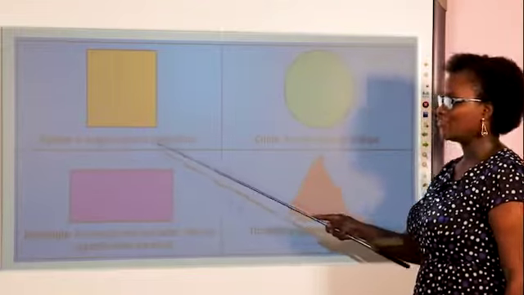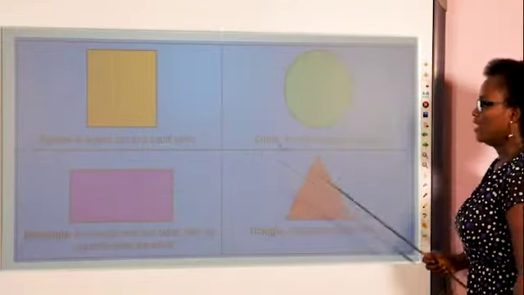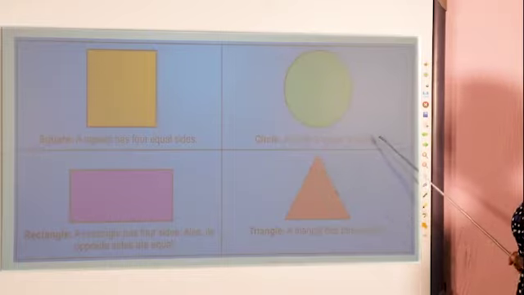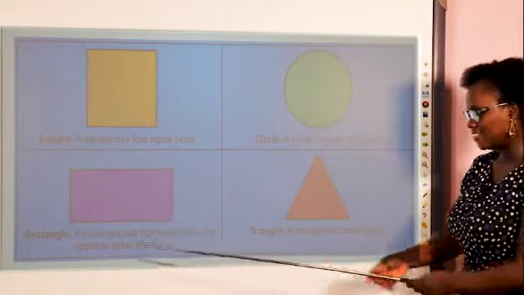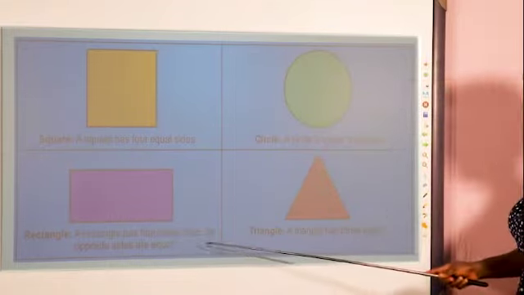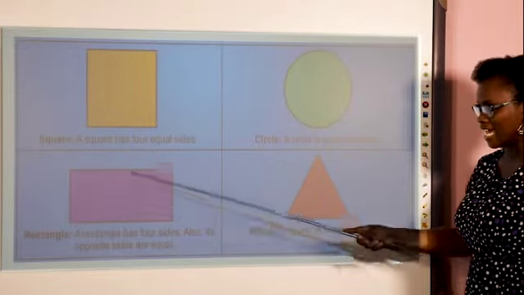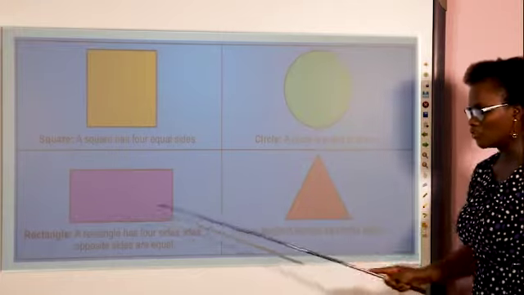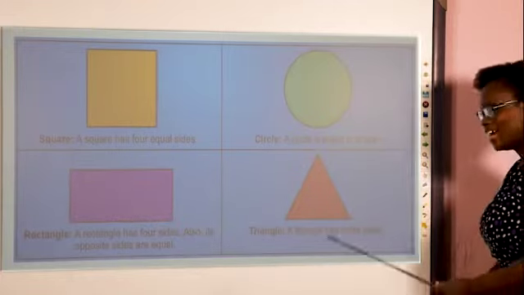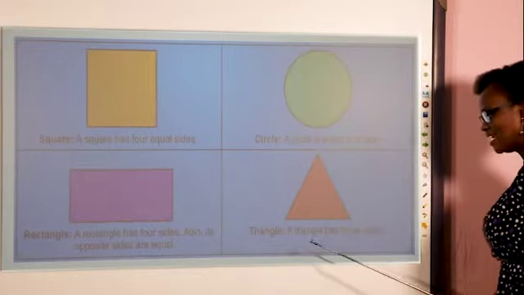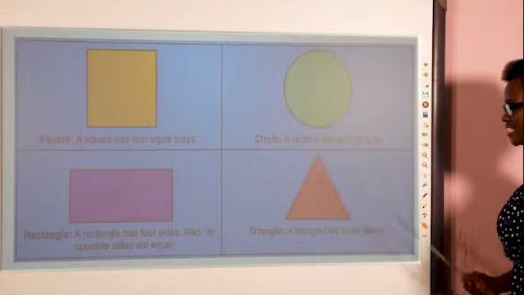Now look at it here. A square has 4 equal sides. A circle is round in shape. A rectangle has 4 sides. Also, its opposite sides are only equal. Look at the opposite side. And this one too. And the last one, a triangle. And it has how many sides? 3 sides.